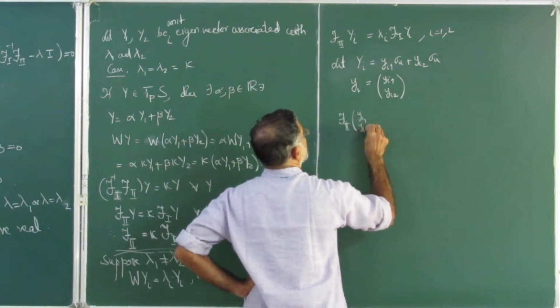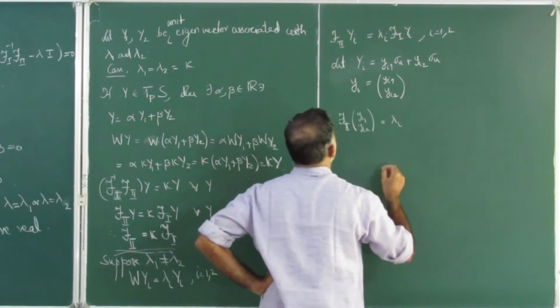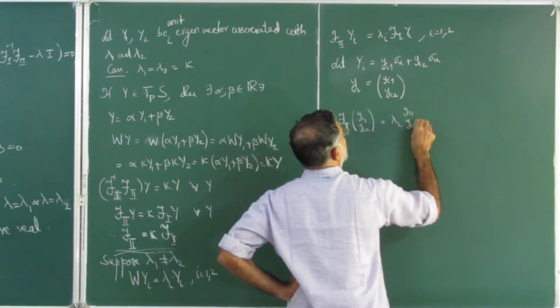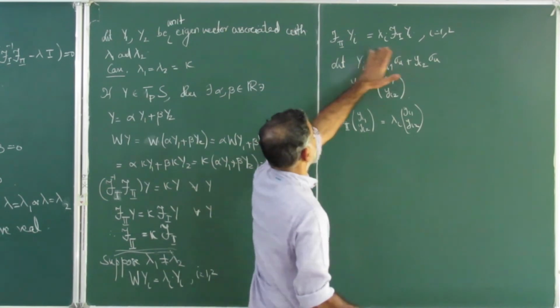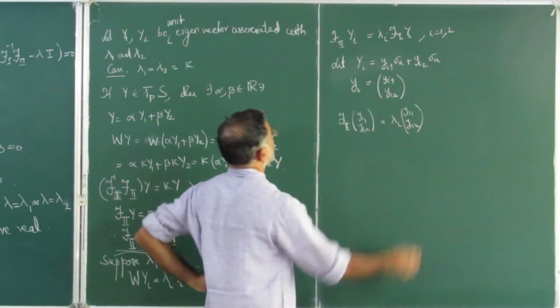yi1 yi2, you can even apply that. This is going to be lambda I yi1 yi2, because in that vector equation you substitute, you get it. That is not an issue. The issue will be the other one.